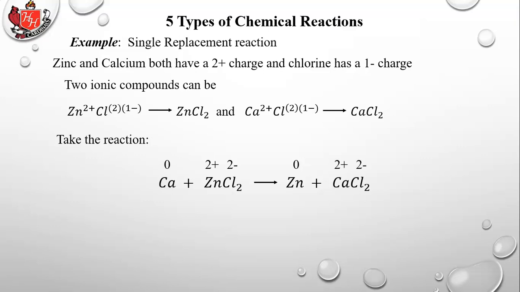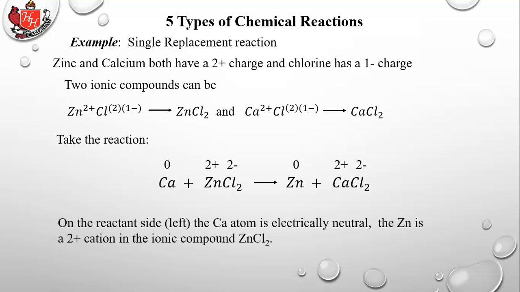And there you see over on the right is the Ca now has a 2+ charge because it gave up 2 electrons to zinc, and the chlorine always had a 2- charge there, so that's where you end up. So on the reactant side, the left, the calcium atom is electrically neutral. The Zn is a 2+ cation in the ionic compound ZnCl2.